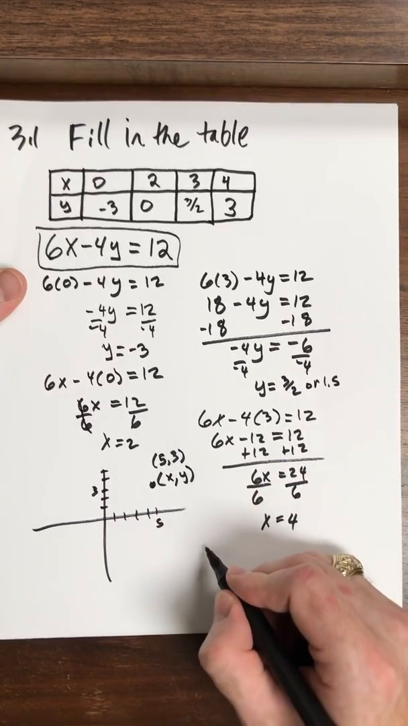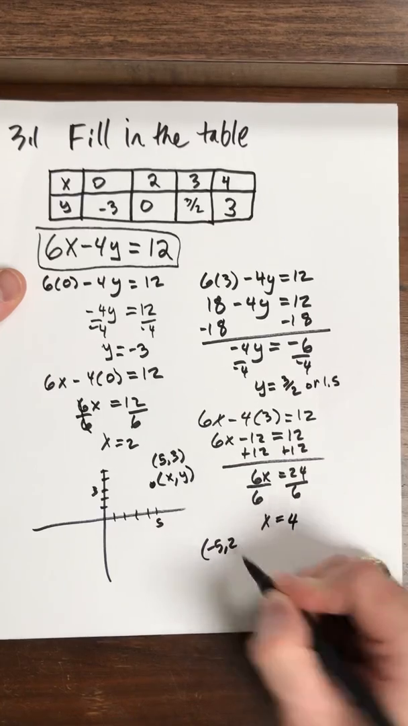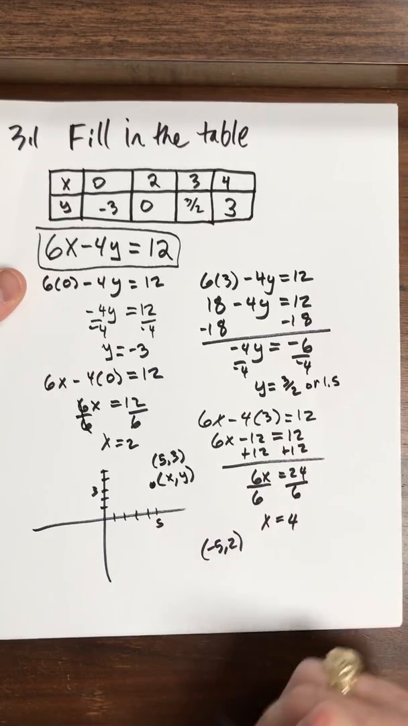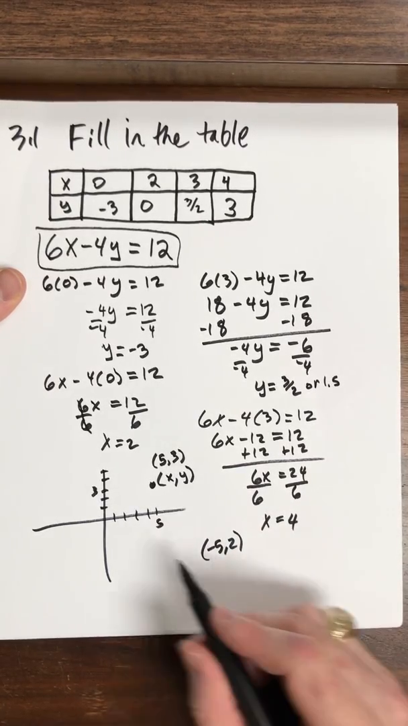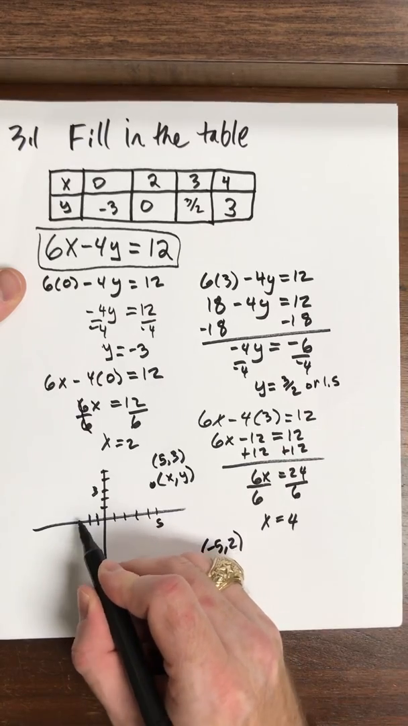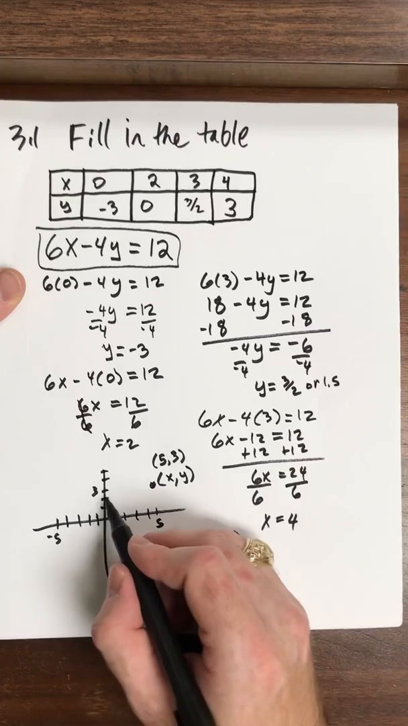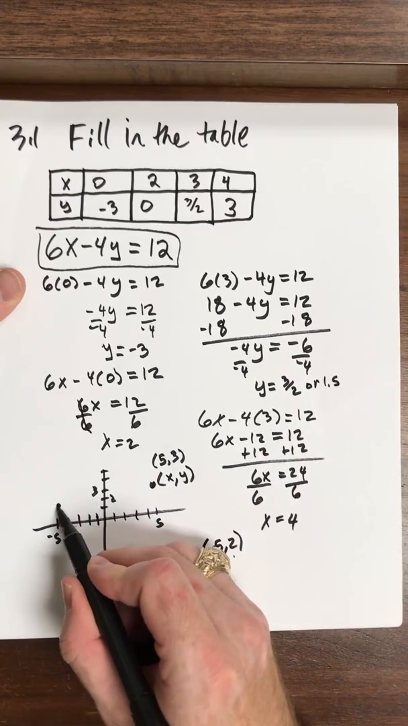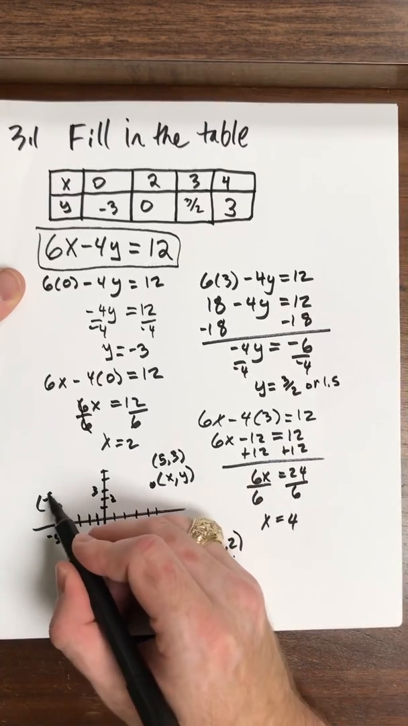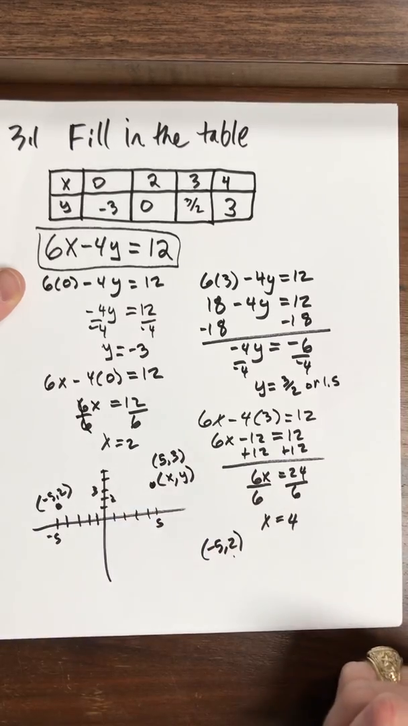Say I had the point negative 5, 2. Well, what does this negative 5, 2 mean? The negative 5 tells me I go to the left 1, 2, 3, 4, 5. And then the plus 2 tells me I go up 2, 1, 2. And I put a dot. So that's negative 5, 2 there.